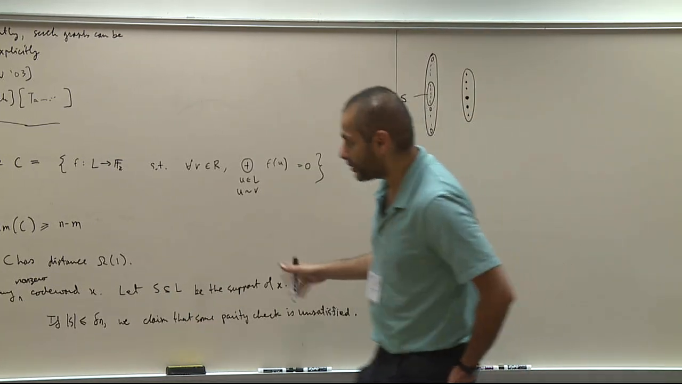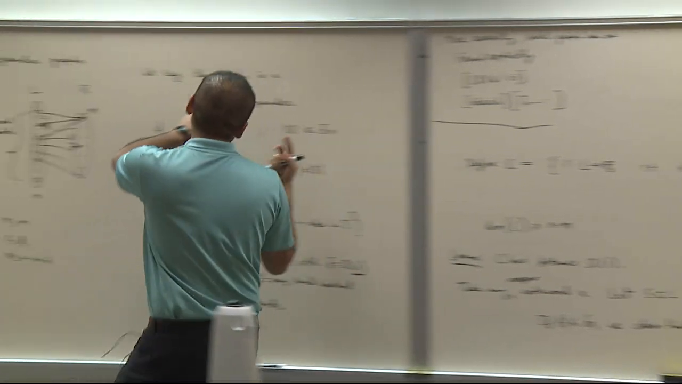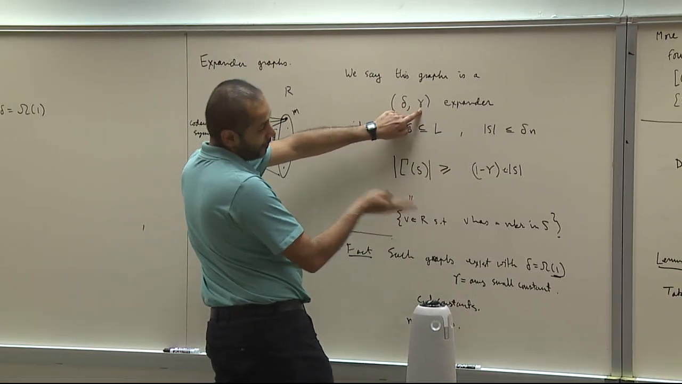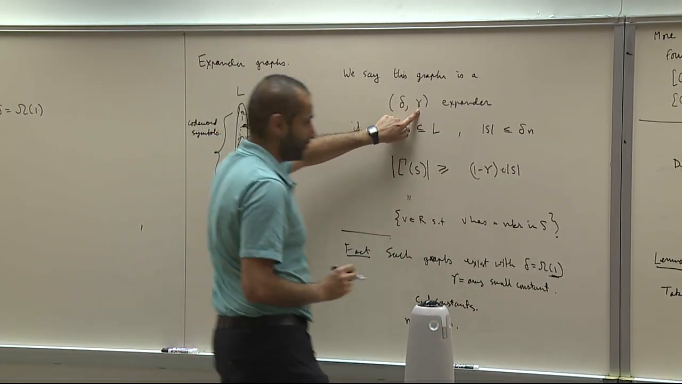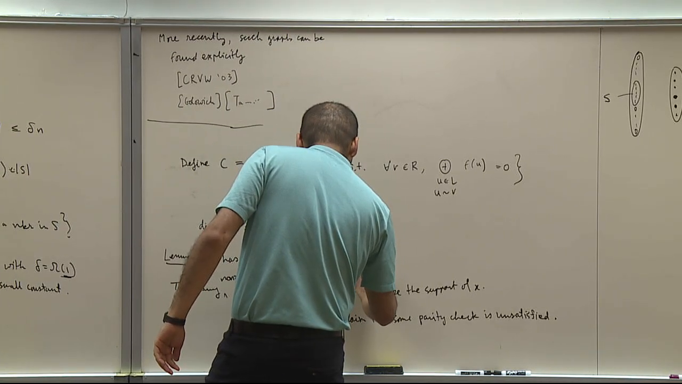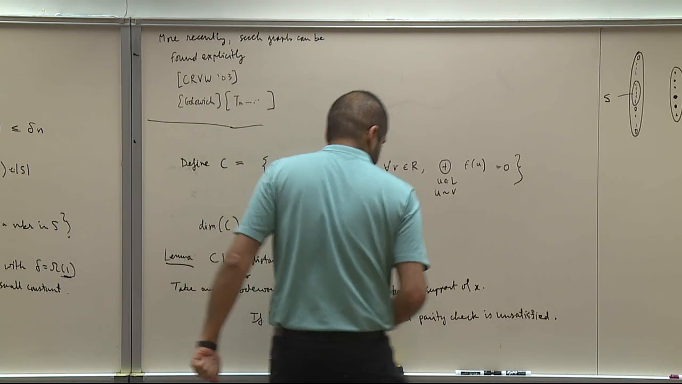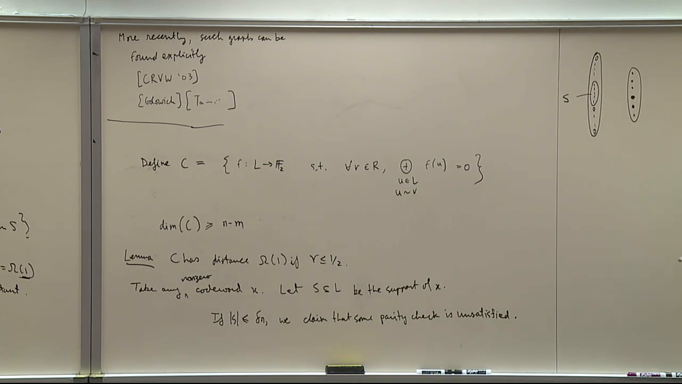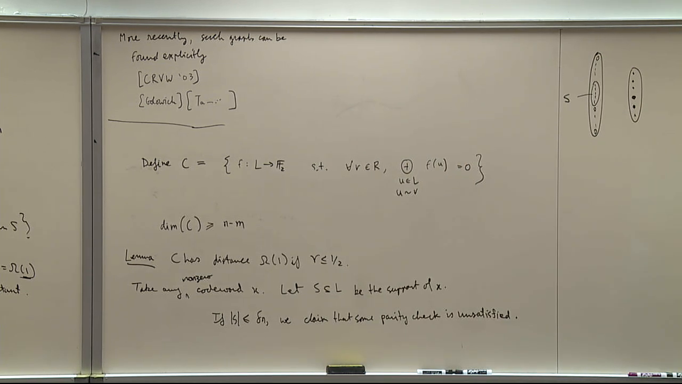And this will also depend now on this gamma. I said if we think of gamma as something small, gamma will have to be at most half for this to happen. So maybe I should actually add that: if gamma is at most half.